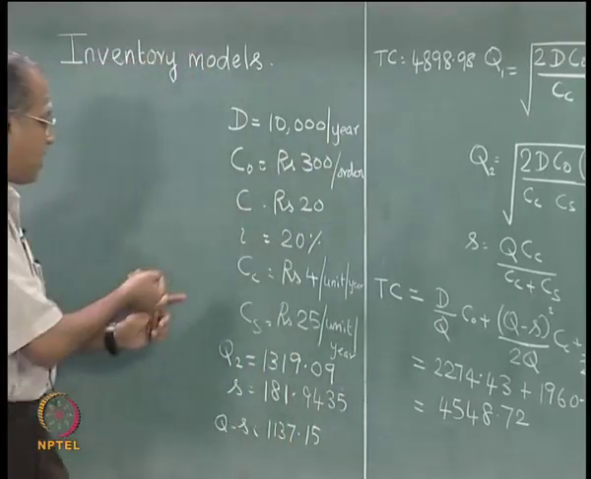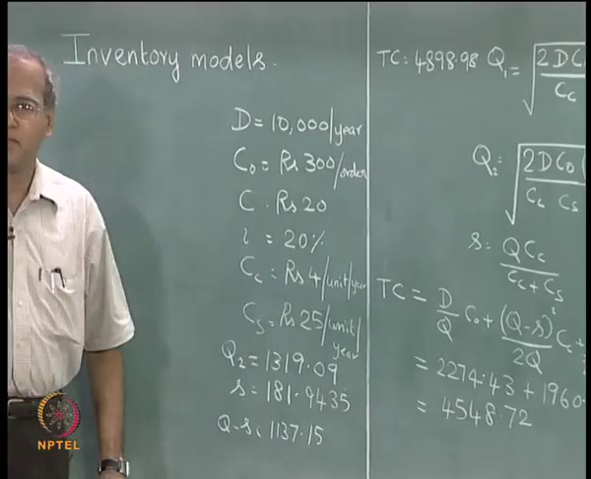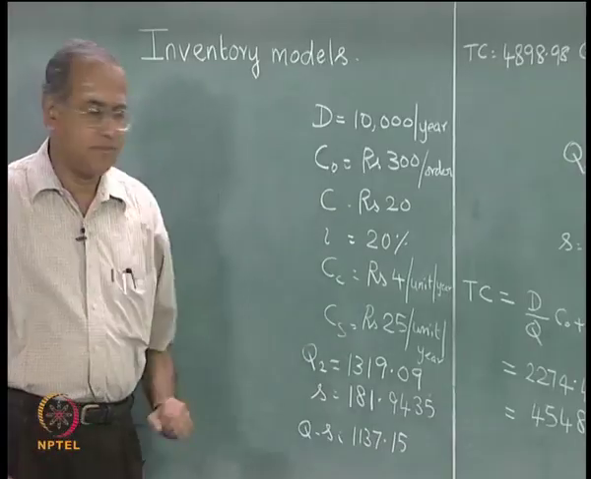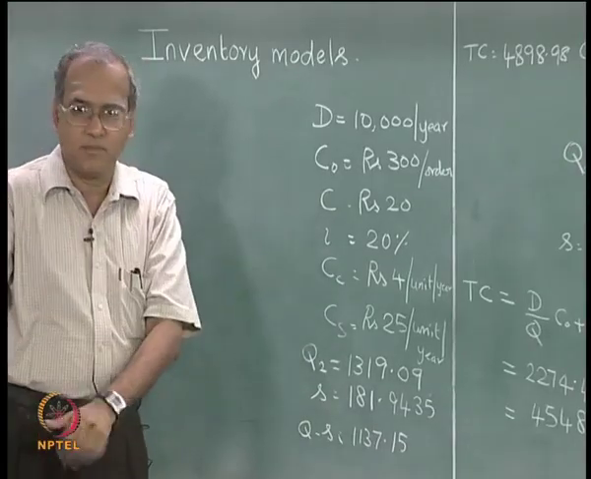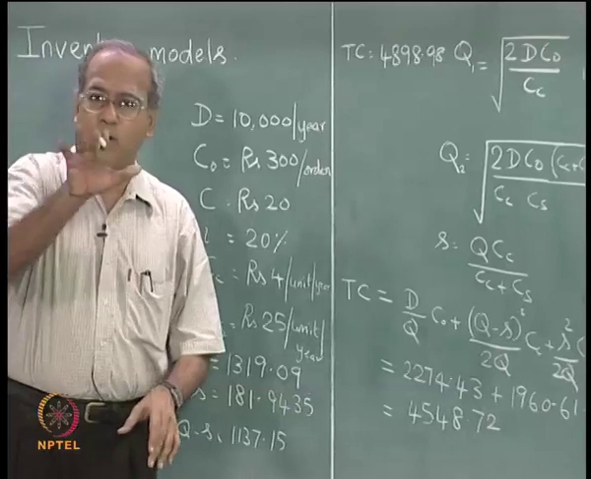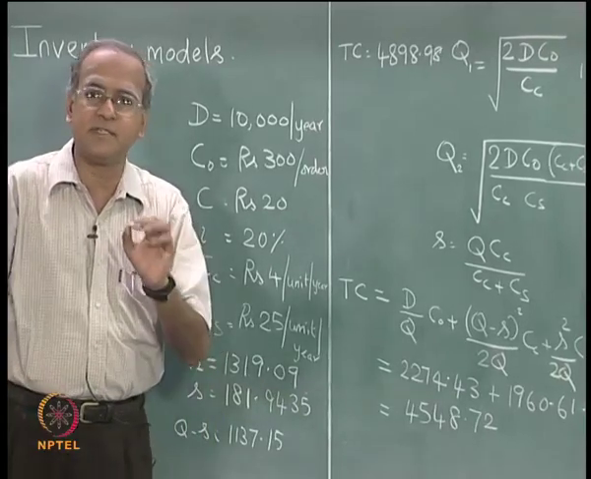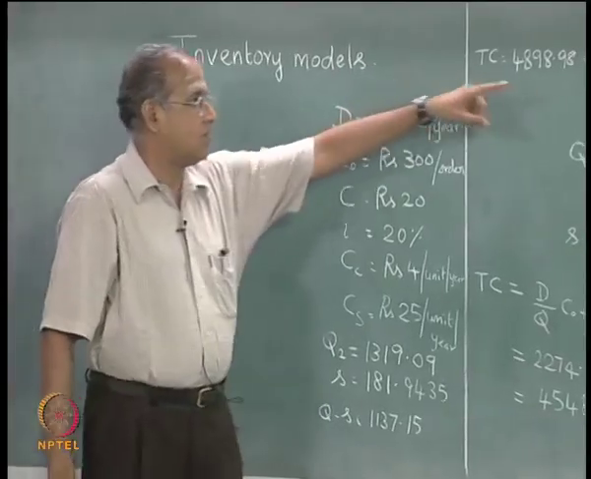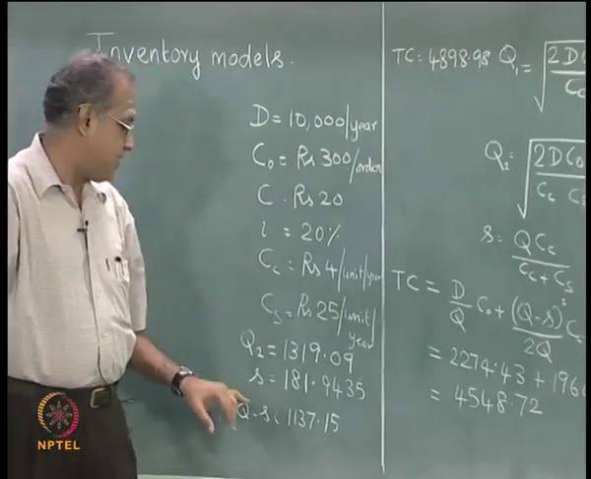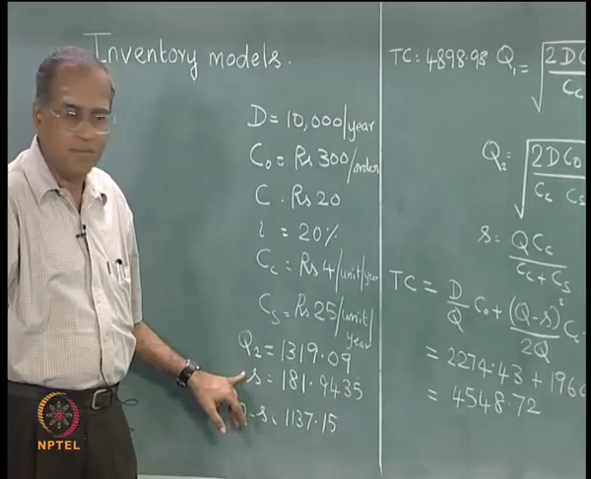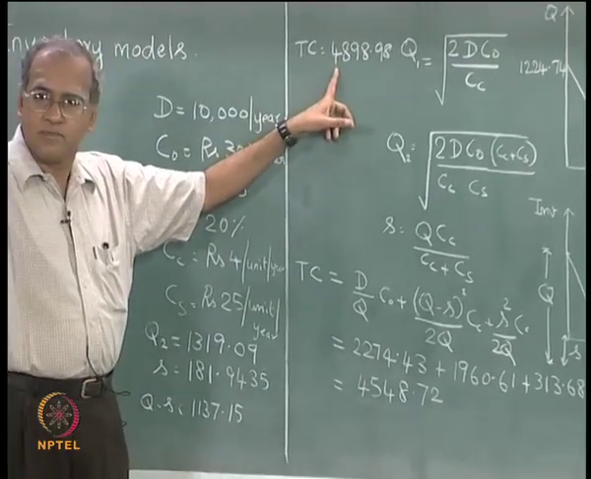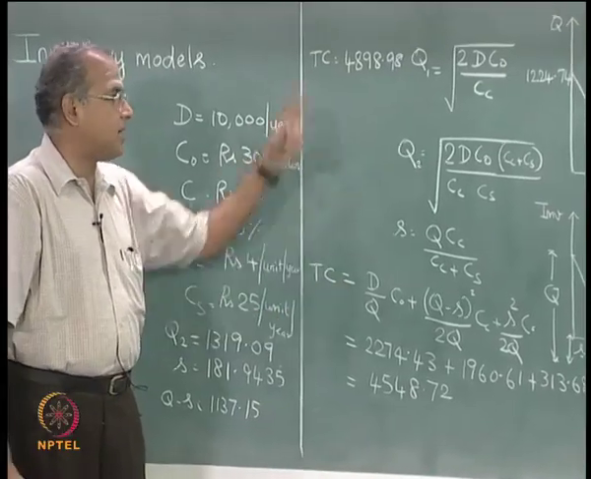Now as we keep on increasing the CS, this quantity will keep coming down, this total cost will go up, and when CS is equal to infinity, this will take a value 1224.74, this will take a value 0, and this total cost will be equal to this total cost. This Q will be equal to that Q.